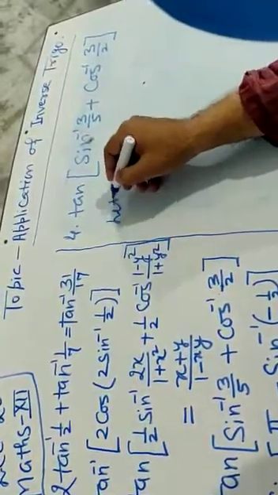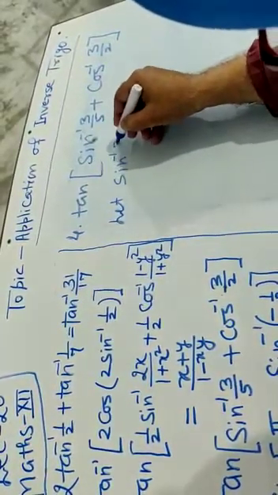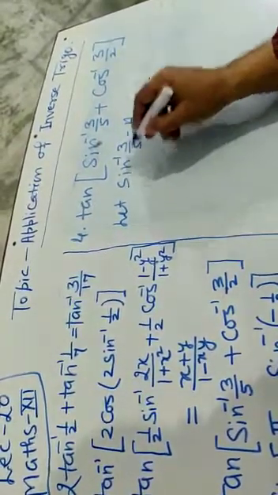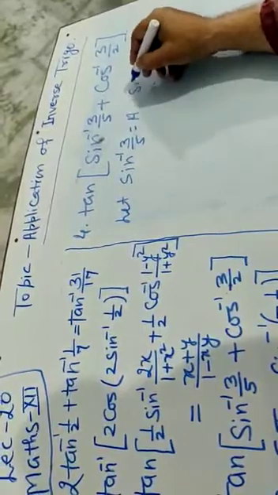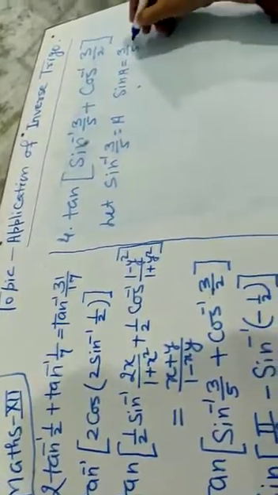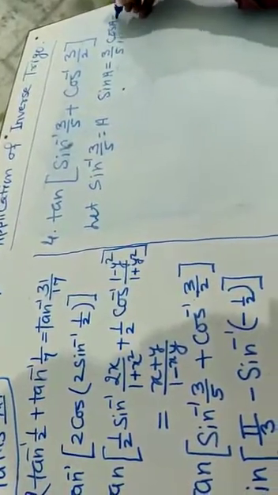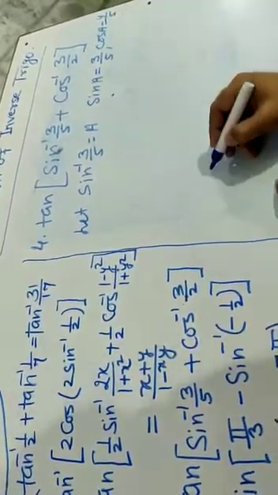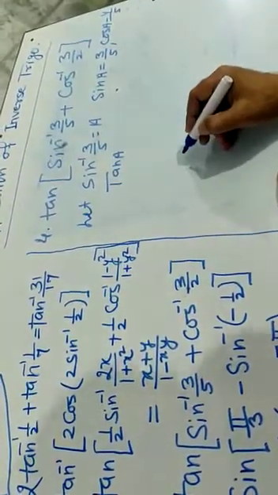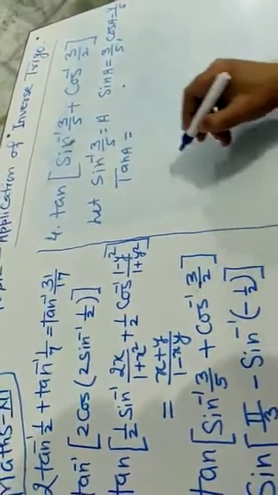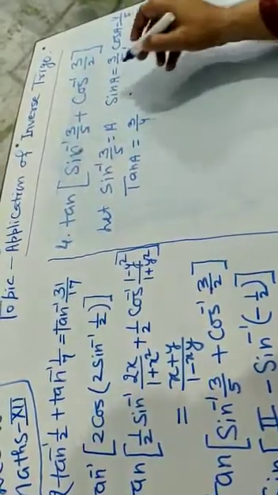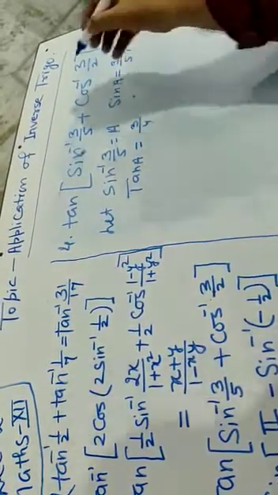Let sin inverse 3 by 5 equal a. So sin a equals 3 by 5, and cos a, according to the identity, will be 4 by 5. So tan a equals 3 by 4, because it is sin a by cos a.